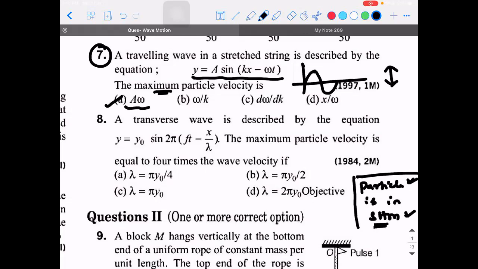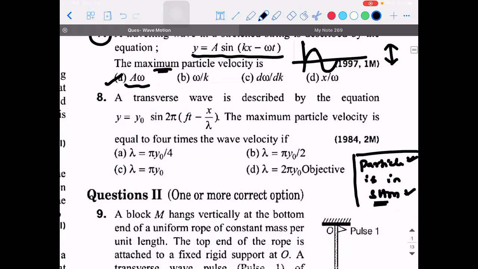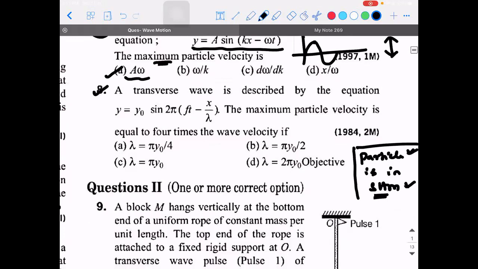Yes, sir. Right. One last problem. A transverse wave is described by the equation y is equal to y naught sine of 2 pi into (ft minus x by lambda). The maximum velocity of the particle is equal to 4 times its wave velocity if.